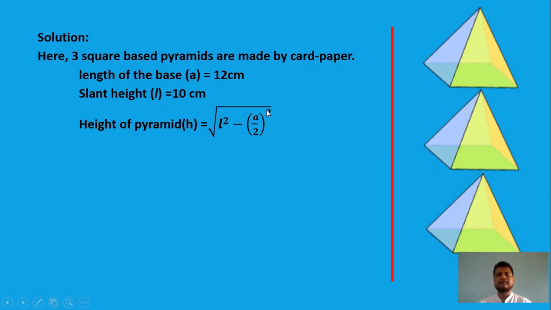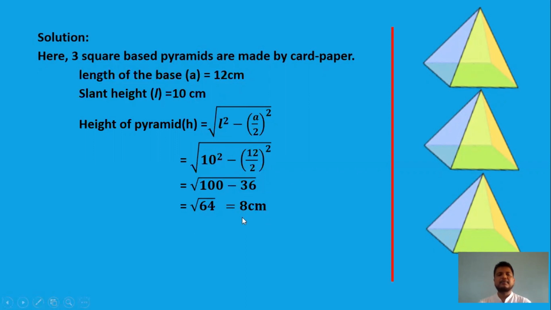And you can see the formula. This is the formula for vertical height. Formula is root under L square minus A by 2 whole square. L is given in the question, 10 centimeter. A is given in the question, 12 centimeter. Now we can use the values here. If I use the values of L and A, then it becomes 10 square minus 12 by 2 whole square. Now 10 square is 100. 12 by 2 whole square means 36. If I subtract this, then it becomes root under 64, which we can write as 8 centimeter.